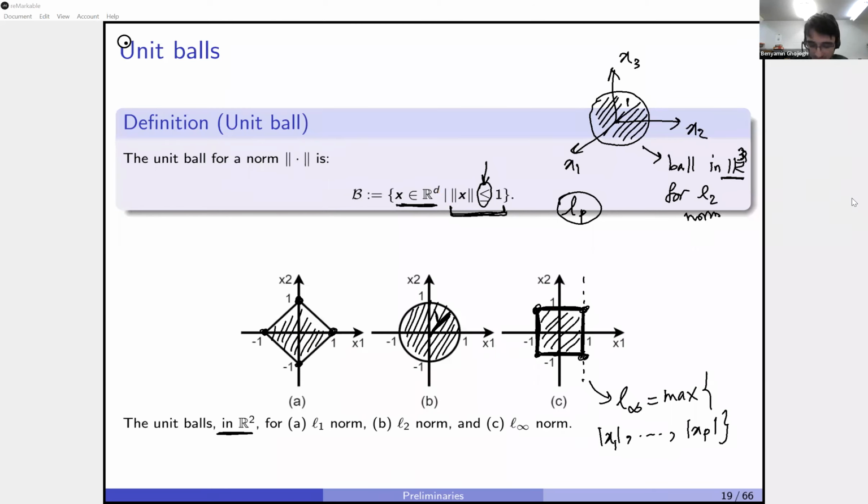D can be 3. If D is 3, for example, for the L2 norm it will be a sphere, a 3D ball, including its inside. For L infinity it will be a cube containing it, and for L1 it will be a kind of diamond. And we can increase the dimensionality. I wanted to show you this.